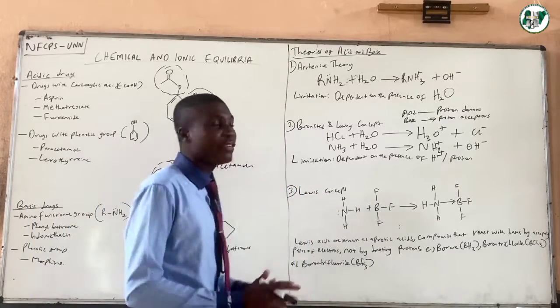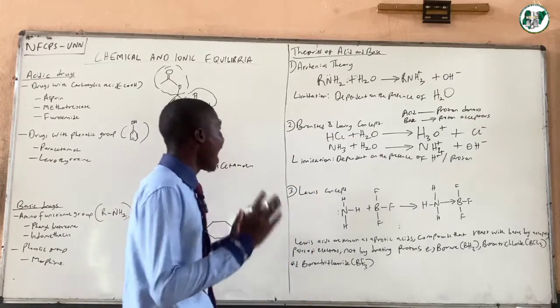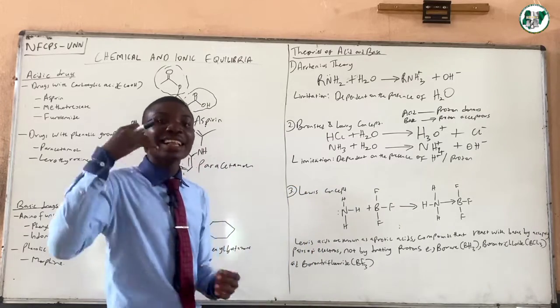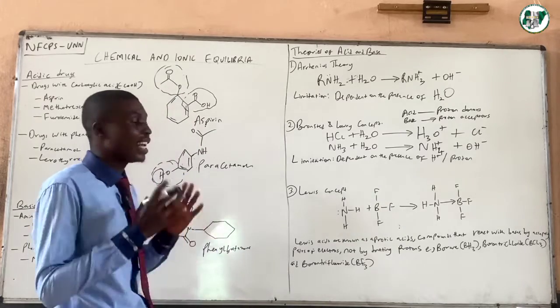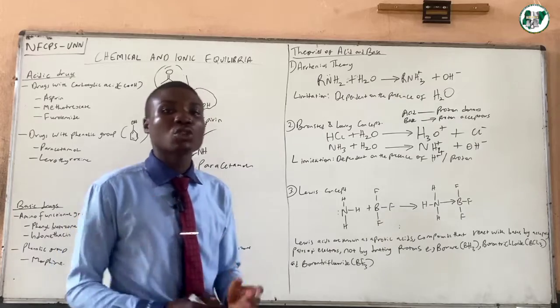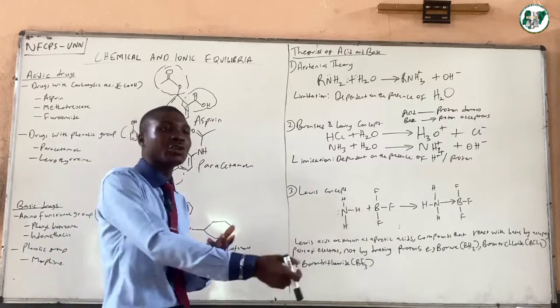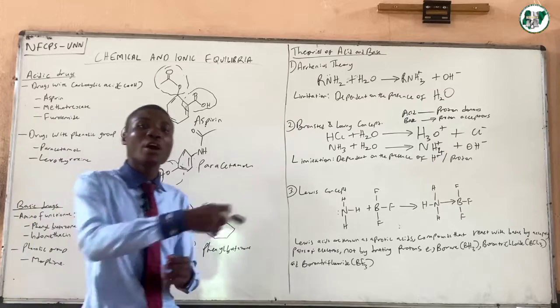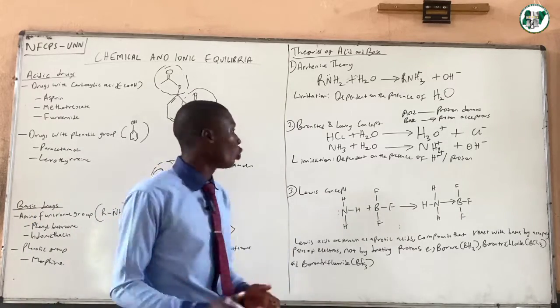Whenever you have a protonation of a species, I'm simply talking about addition of a proton to any species, the species that is formed after protonation is referred to as a conjugate acid. While when you deprotonate a species, that is, you remove a proton or hydrogen ion from a species, whatever is formed is referred to as a conjugate base.